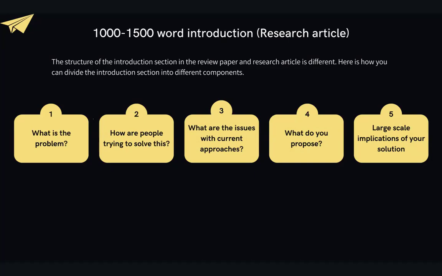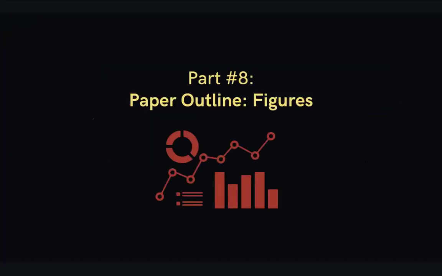Fourth part talks in detail about the novelty of your research paper. Again, very important, because reviewers are looking a lot at novelty. Novelty is one of the most important factors of a paper getting accepted. So make sure that when you're selecting a problem statement, it's a novel problem statement. And then there are large scale implications of your solution. So these 5 parts are what you call an introduction. First of all, we write those points, and then we expand them into a paragraph version, different paragraphs consisting of 1000 to 1500 words.